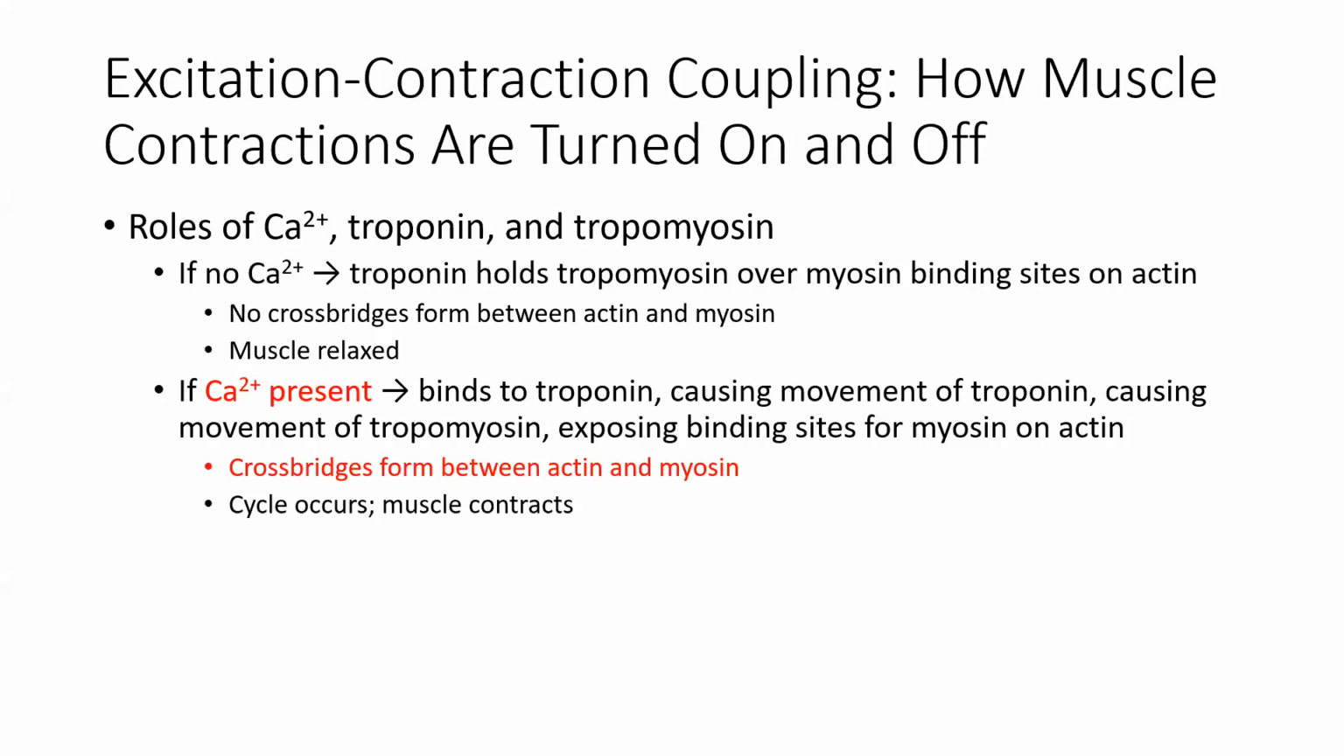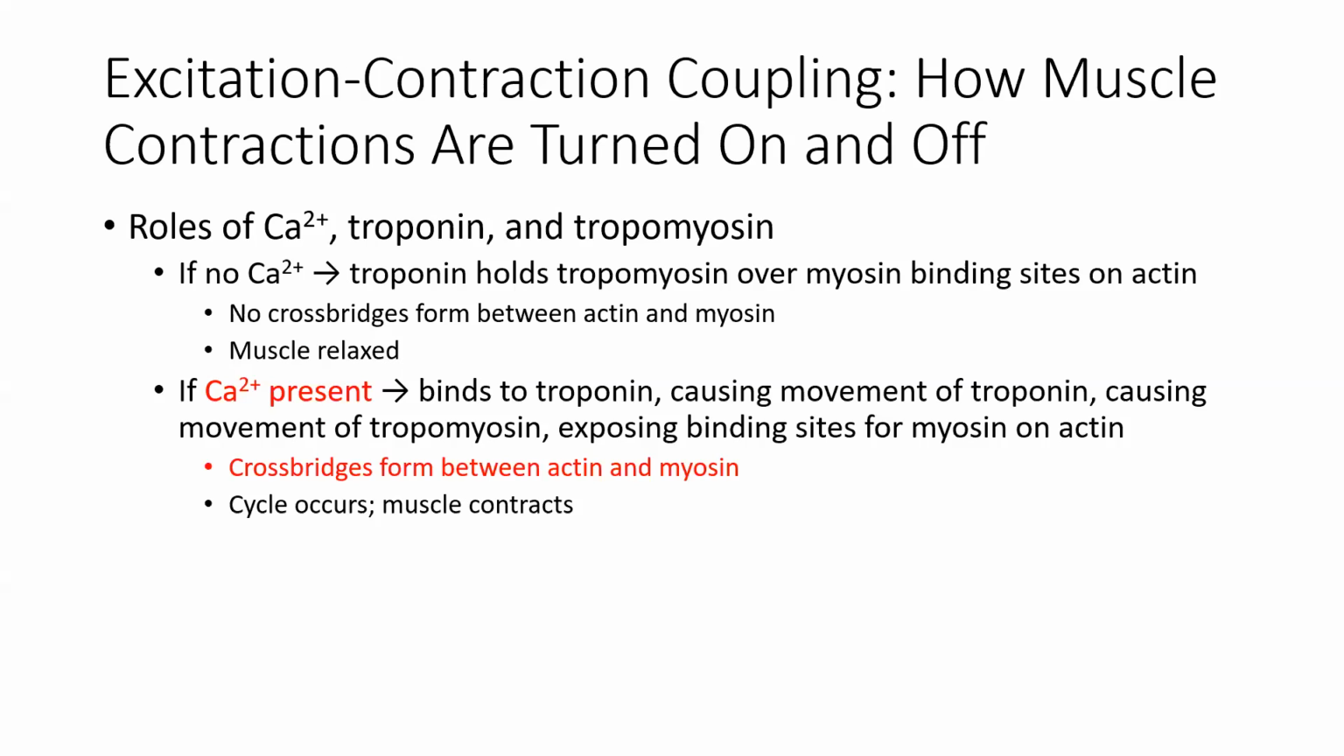Now, if calcium is present, it's going to bind onto that binding spot on troponin, and it's going to slide tropomyosin off of those myosin binding spots on actin, and that is going to uncover those binding spots and allow myosin to reach up and bind onto those binding spots, essentially forming that cross-bridge cycling, and in that state, muscle will begin to contract.